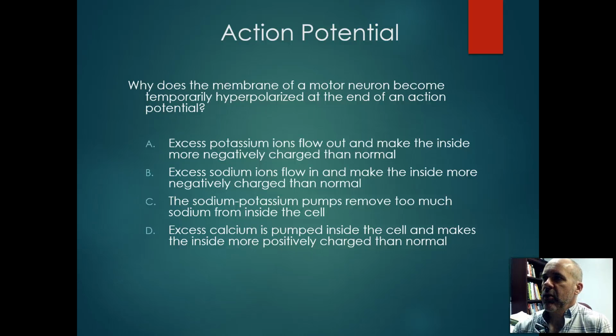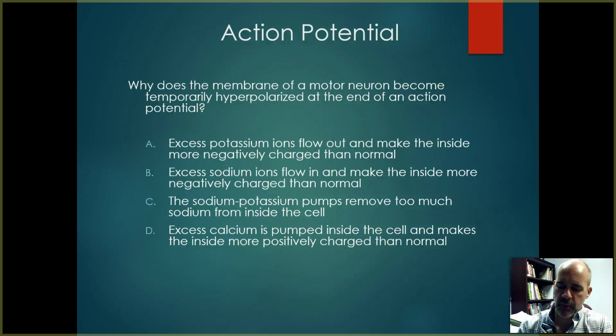Okay, next question. Why does the membrane of a motor neuron become temporarily hyperpolarized at the end of an action potential? So again, what in the world does that mean? If we graph our action potential, you start out at minus 70, you hit minus 55, that's threshold. Boom, sodium rushes in because you've got those voltage-gated sodium channels that open. You go up to about plus 30. They close, and then voltage-gated potassium channels open. You've got more potassium inside than outside, so they start letting all this positively charged potassium out.